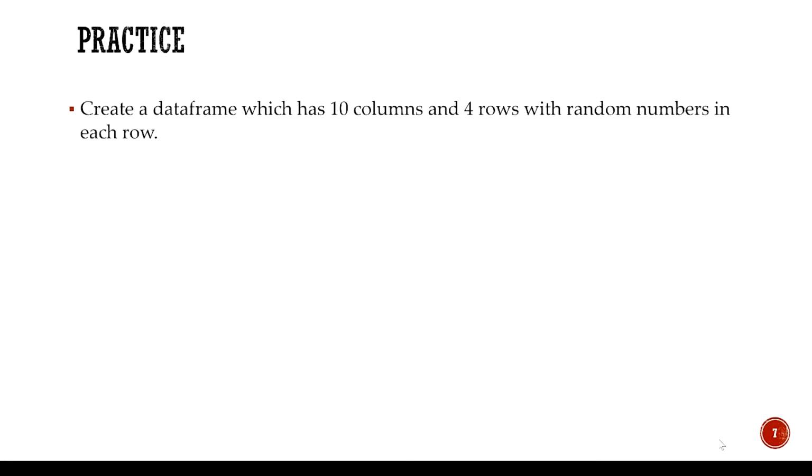So here's a practice. Let's create a data frame which has 10 columns and 4 rows with random numbers in each row. There are different ways to populate a data frame. Before we used a list, and then we combined them in a data frame, or you can use dictionaries. At this point, I encourage you to pause the video and try to create this data frame, and then compare your code with mine.